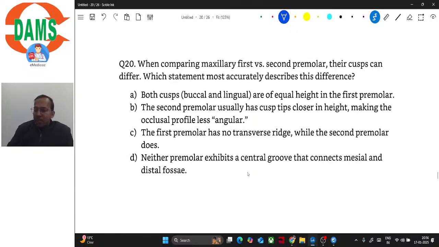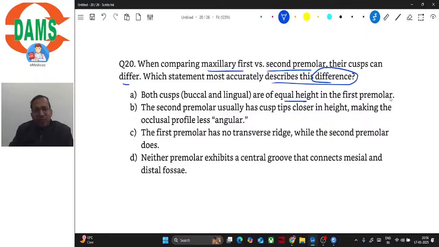When comparing maxillary first versus second premolar, their cusps can differ. Which statement most accurately describes this difference? So a difference in the size of the cusps, right? Maxillary first and second premolars. Both cusps, that is buccal and lingual, are of equal height in the first premolar in maxillary.